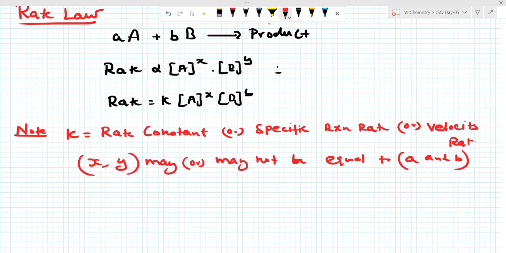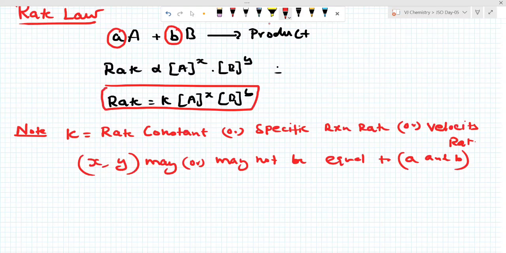Listen, in the stoichiometry it is the order. If actually in the question a rate expression is given, just add the x and y. For example, x value 1, y value 1, that is the answer 2. It means second order reaction.